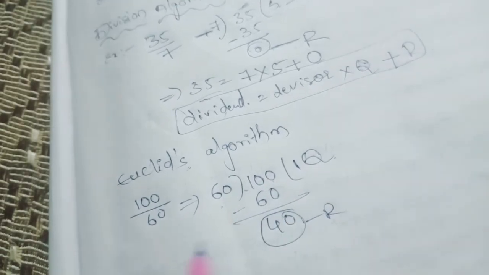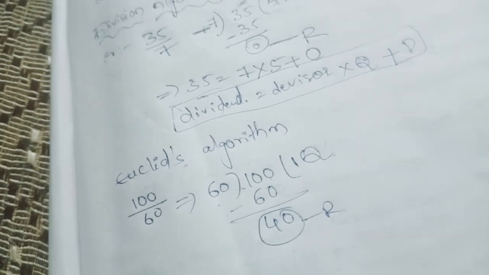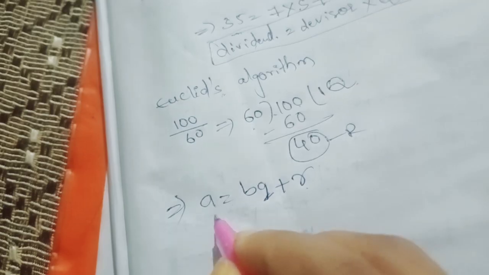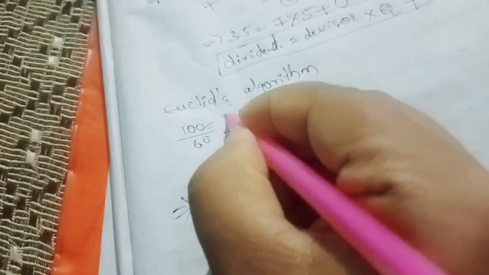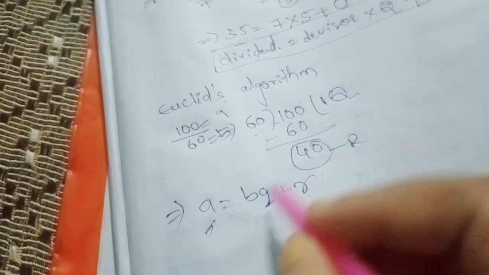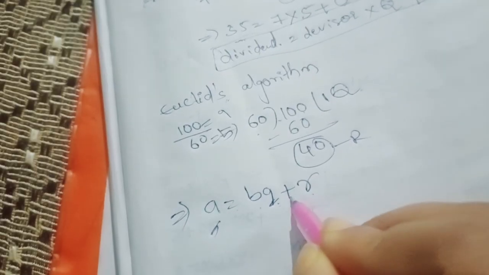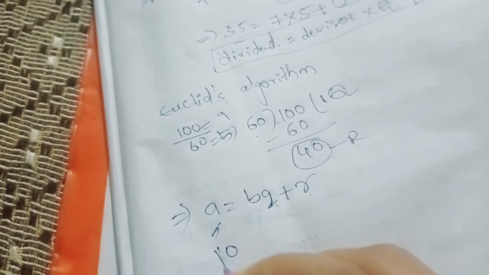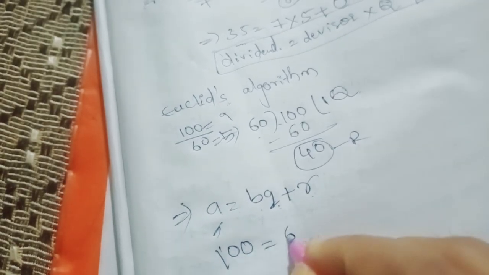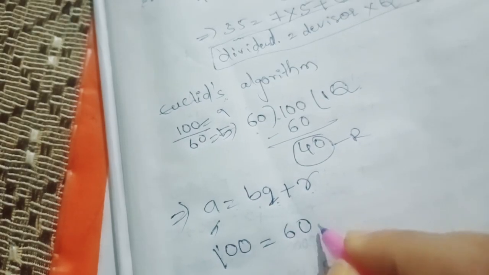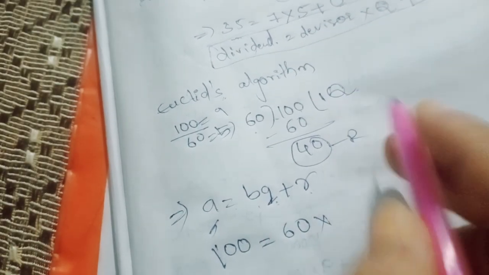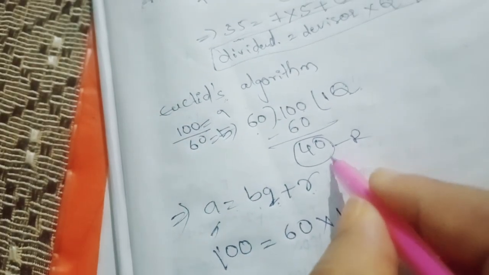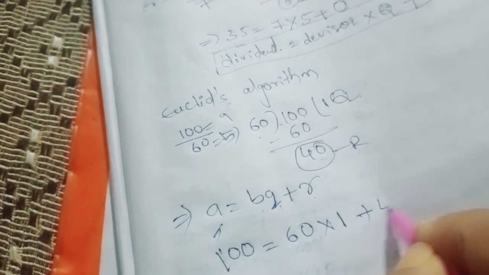So Euclid's algorithm formula is A equals BQ plus R. A means 100, B means 60, Q means quotient, and R means remainder. So 100 is equal to 60 into 1 plus the remainder 40.